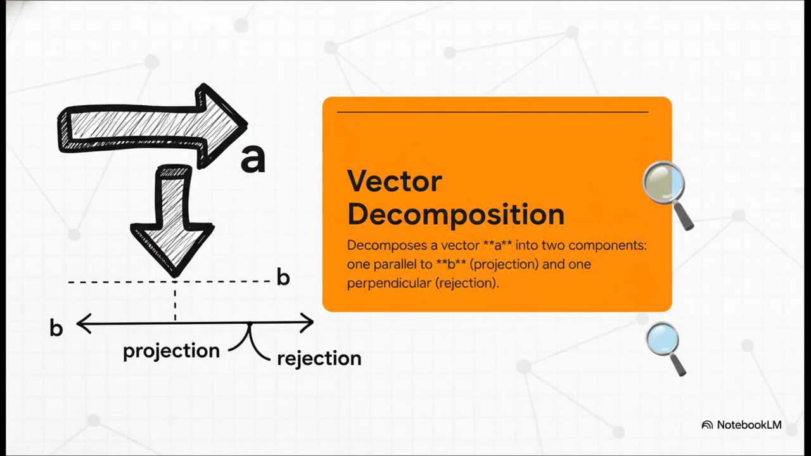Now what's really cool is that this shadow, our projection, is actually only half the story. You can take any vector A and break it down, or decompose it, into two perfect pieces. The first part is the component that's parallel to B. That's our projection. The second part is what's left over, the piece that's perpendicular to B, which we call the rejection. Add them back together and boom, you get your original vector A back. They're like two sides of the same coin.